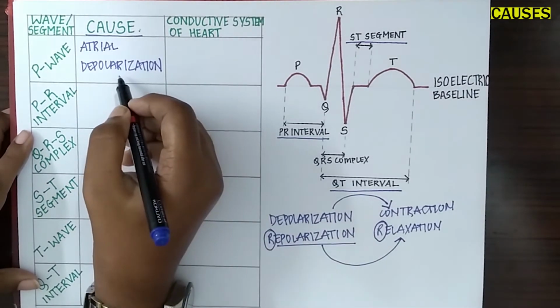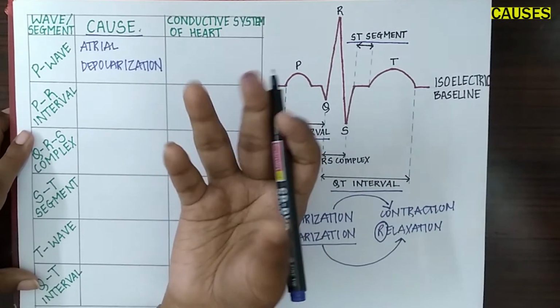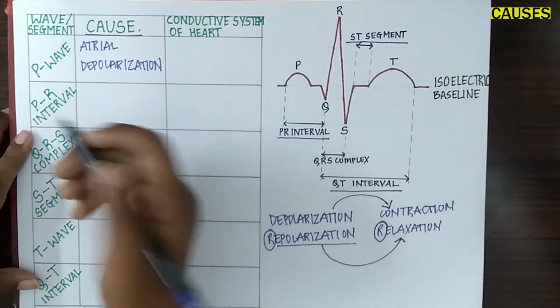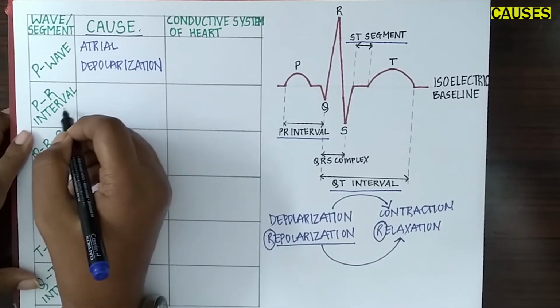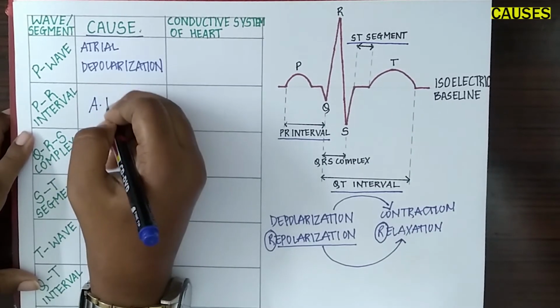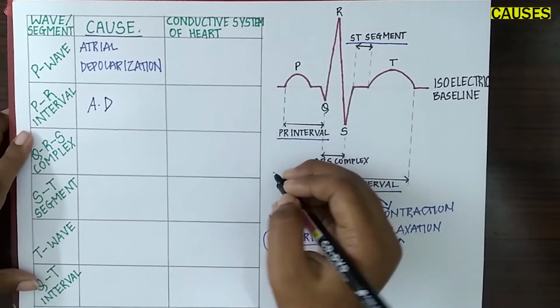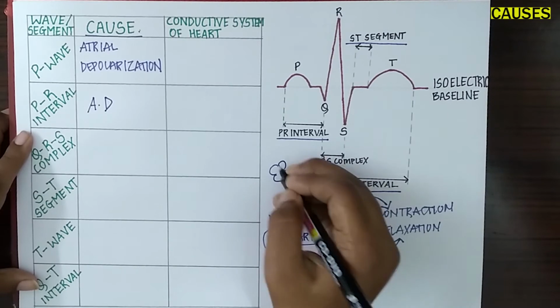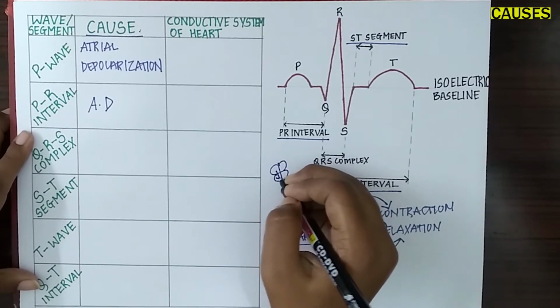Okay, so when atrial depolarization is going on, actually atria are getting contracted. Then coming on to PR interval, it also represents atrial depolarization. Now the blood from atria is going into the respective ventricles.